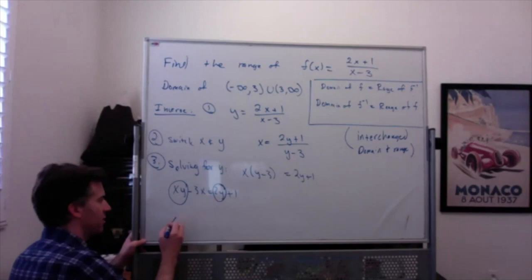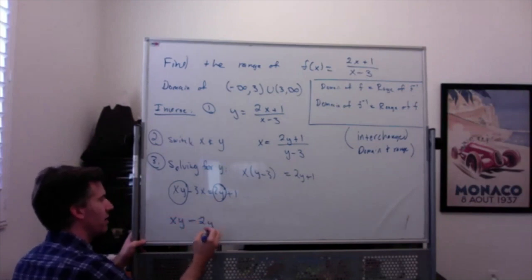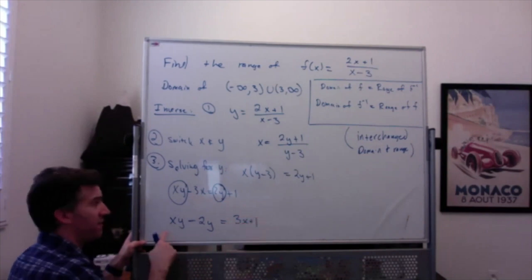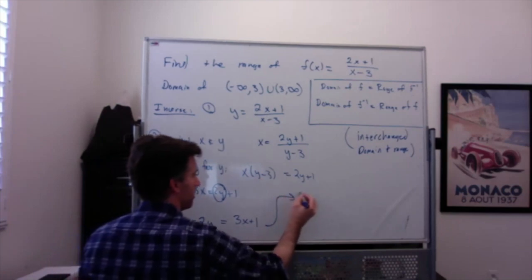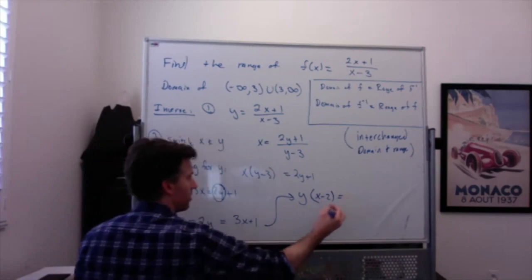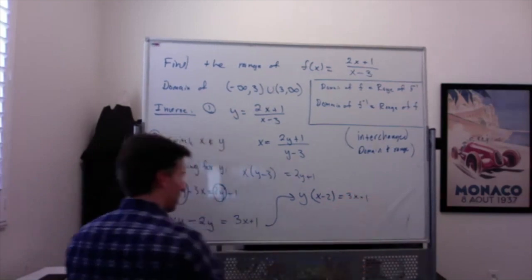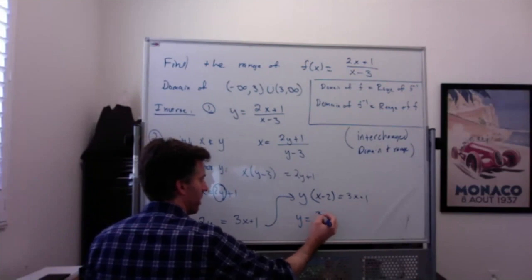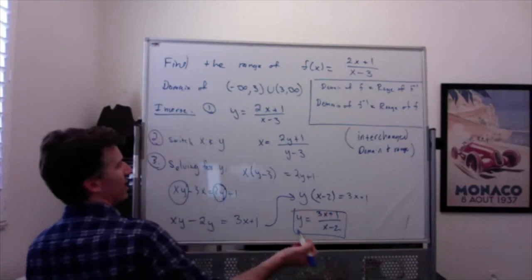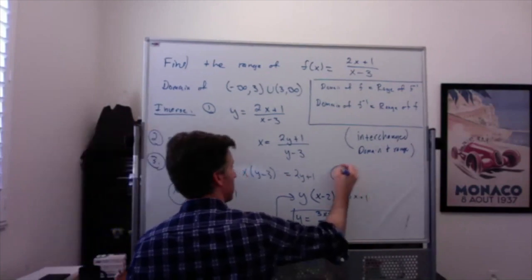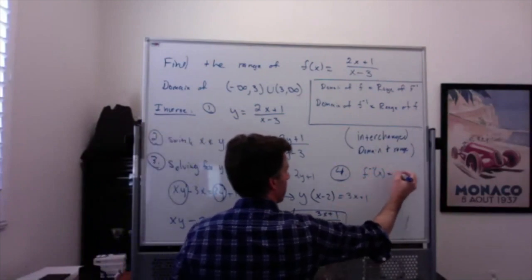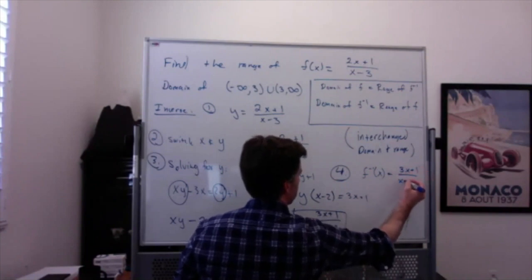So I'm going to write this as xy - 2y, and I'm going to add the 3x over here to get 3x + 1. Then I'm going to factor out a y. So I'm going to have y(x - 2) = 3x + 1. And lastly, I'm going to get y = (3x + 1)/(x - 2). Then you can do this last step where you actually write the inverse function. So our inverse function here is (3x + 1)/(x - 2).